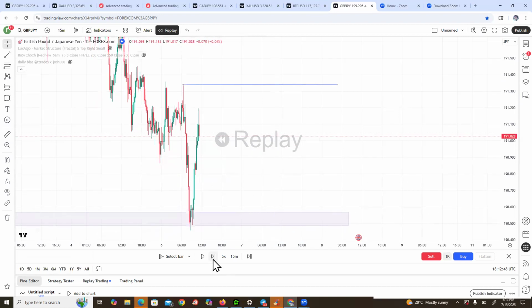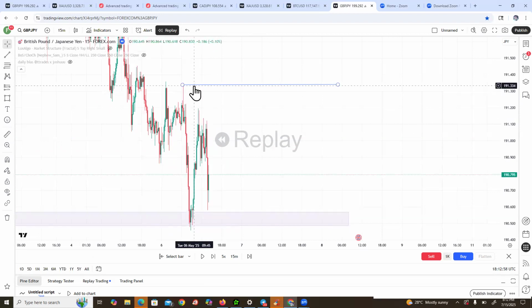So let's see. Are you seeing it? Instead of breaking this, it's coming back down, to show that you are still bearish. That order block was just a reaction.